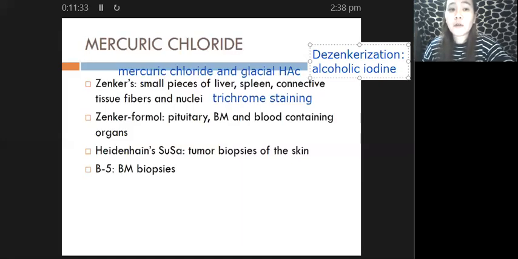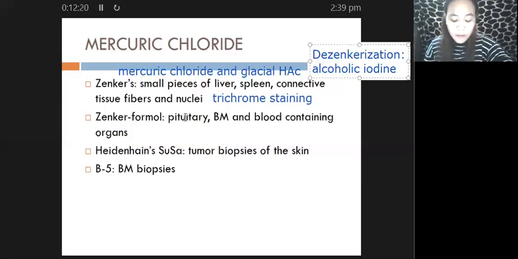Okay, so another formulation of your mercury chloride is your Zenker formol. So take note that your Zenker formol is otherwise referred to as your Helly's fixative, and this is used in the fixation of pituitary samples, as well as bone marrow samples and other blood-containing organs, okay? So examples of blood-containing organs would include your liver and your spleen. Okay, so ibig sabihin, ginagamit din po siya, just like for your Zenker's fluid, it is also utilized for the preservation or the fixation of your liver and your spleen.